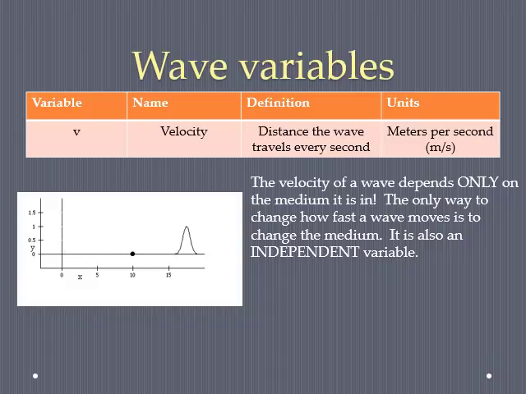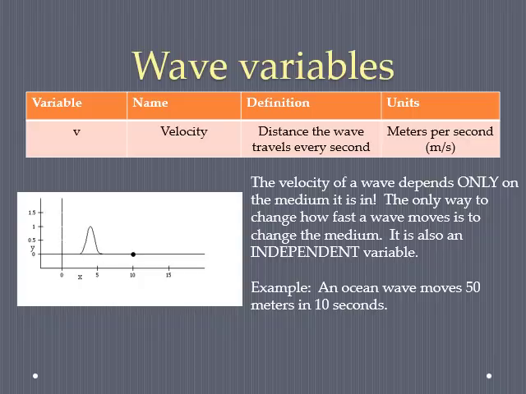Velocity is also an independent variable, although what it's dependent on is kind of interesting. It turns out that the velocity of a wave depends only on the medium that it's in. That means that all water waves in the ocean move at the same speed, which is sort of not something people would have expected. Or on a slinky, no matter what you do to the wave, it's going to move at the same speed through that slinky. The only way to change how fast a wave is moving is to actually change something about the medium, which we'll get plenty of experience with. This makes it independent.